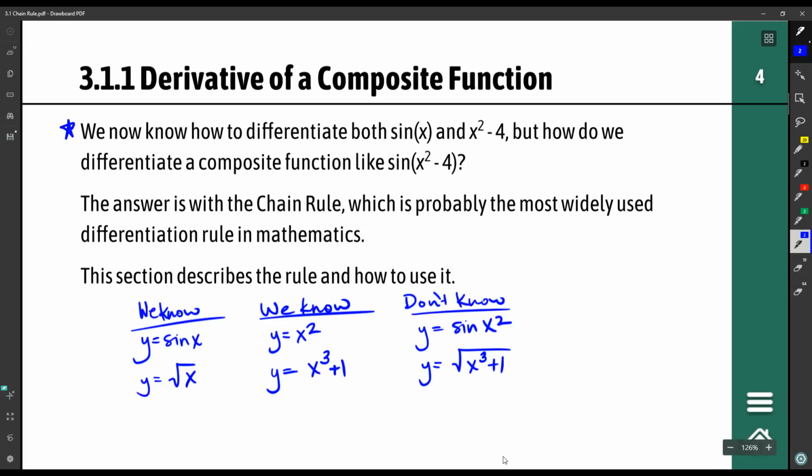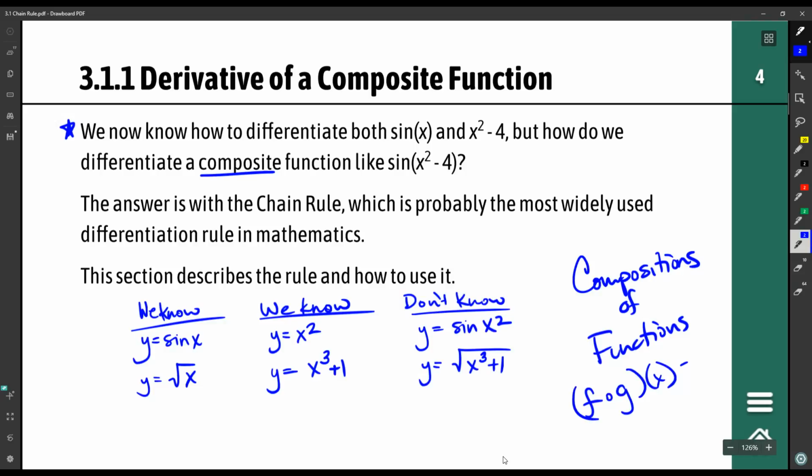Back to the example at the top, we can differentiate both sine of x and x squared minus 4, but how do we differentiate a composite function? So what we're talking about here are compositions of functions. You're probably used to seeing compositions as f of g of x problems, or written as f of g of x. So this is the type of function that we are looking at today. The way we're going to derive it is with something called the chain rule, and it's one of the most widely used derivative rules in all of calculus.